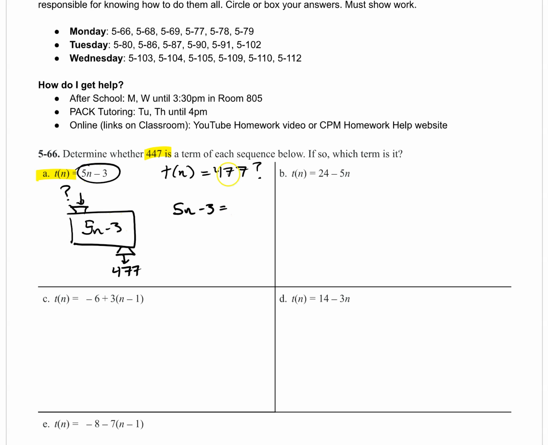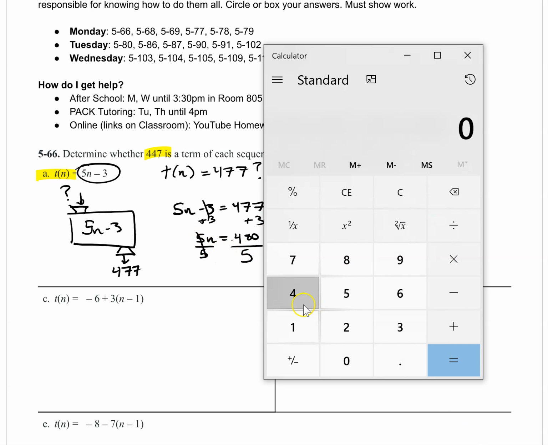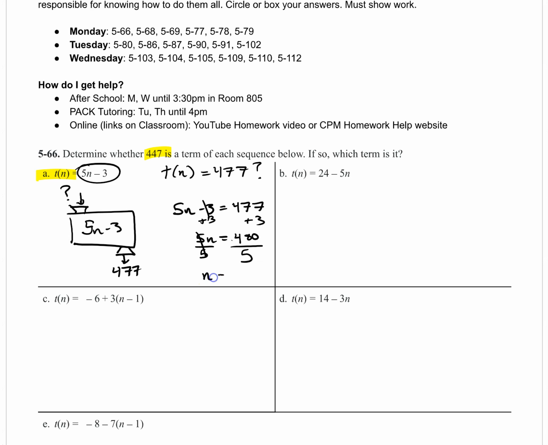You take the equation they give you and you set it equal to 477 and solve for n. In this case, add 3 to each side. 5n equals 480. And then divide both sides by 5. n is 96. Okay, so n is our term number, and we can say that term 96 is 477. So term number 96 is 477.